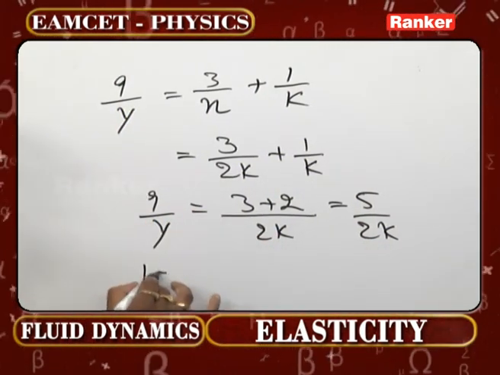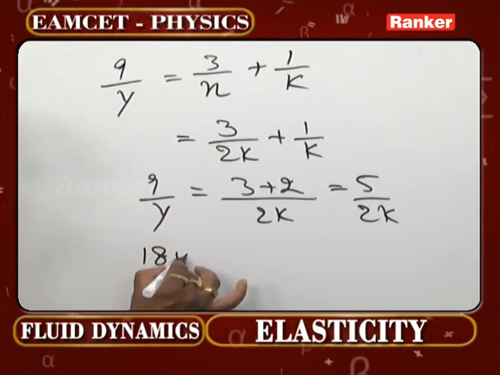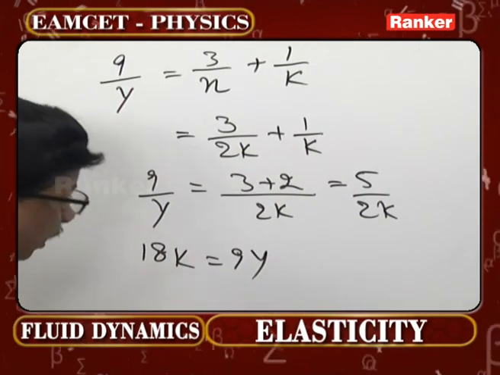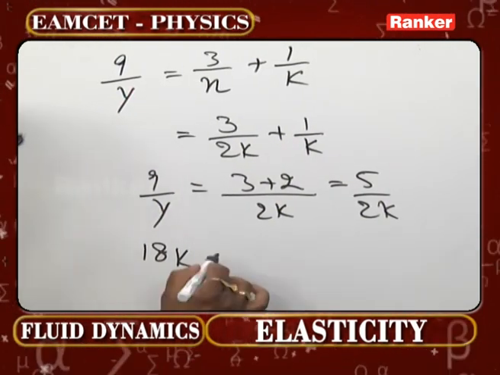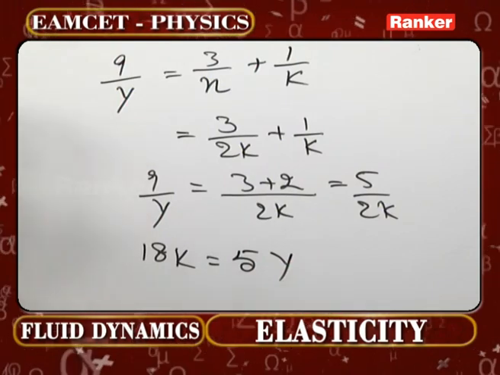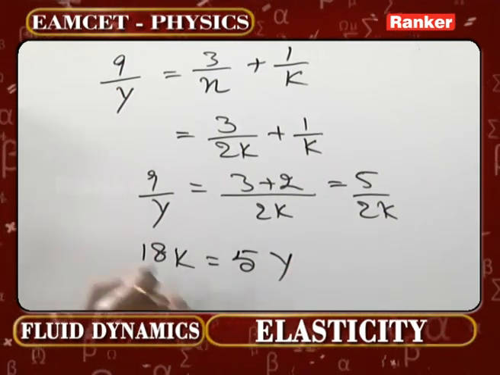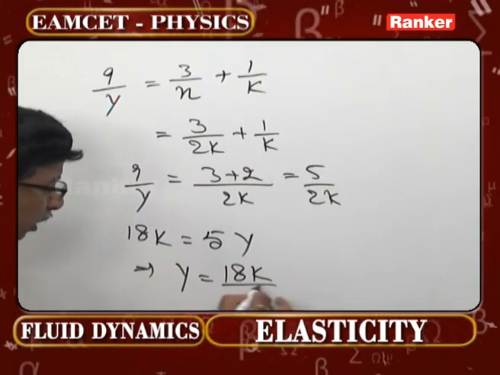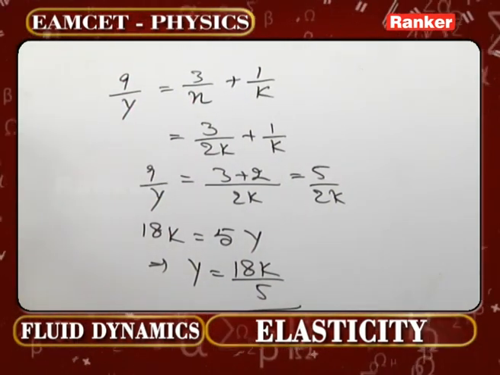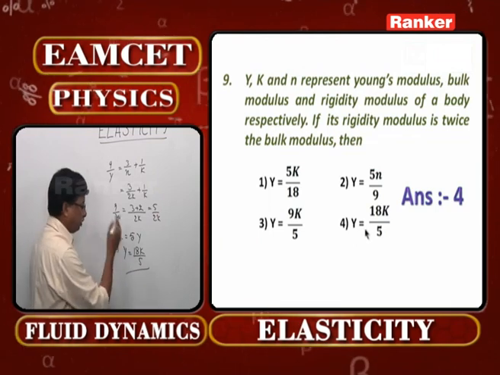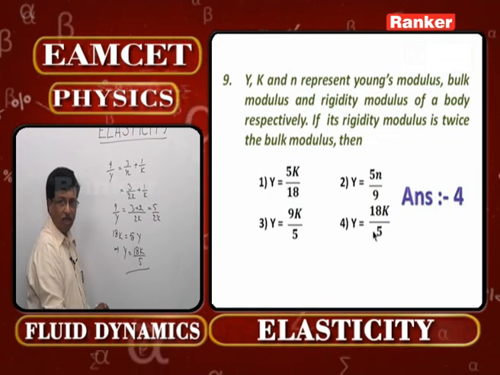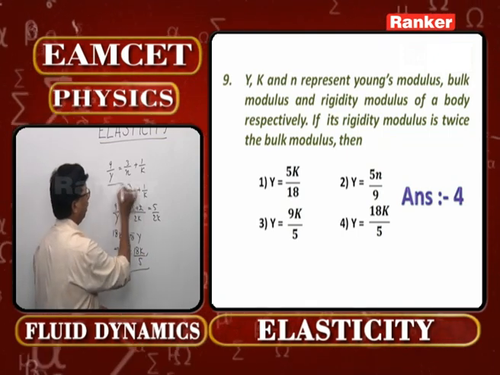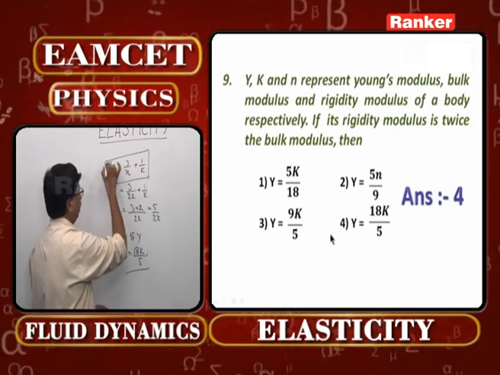Come on, cross multiply this one. 18K is equal to 5Y. That is actually the equation. So he is asking you, Y is equal to how much is the question. So Y now will be 18K by 5. Look at that option carefully, please. The fourth option that is being tallied over here, 18K by 5, is now going to be the correct option for this. Remember this particular relation, all of you.